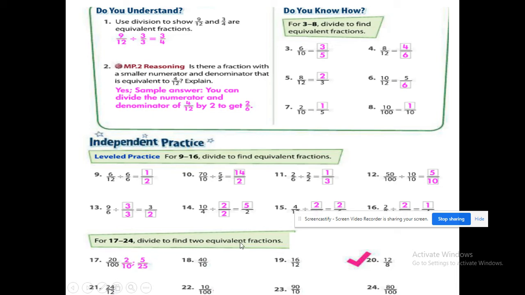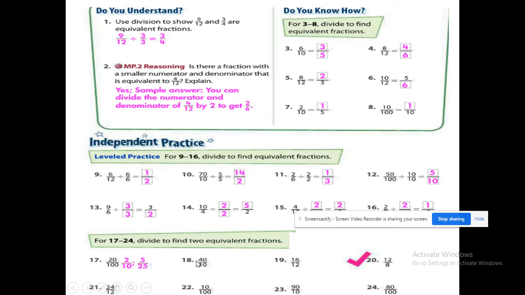Because he wants two equivalent fractions, I'm thinking about another way and another factor. Why not think about 4? 20 divided by 4 makes 5. 100 divided by 4 makes 25. If you don't know how we got the 25, you can use long division and you can see that 100 divided by 4 gives 25.